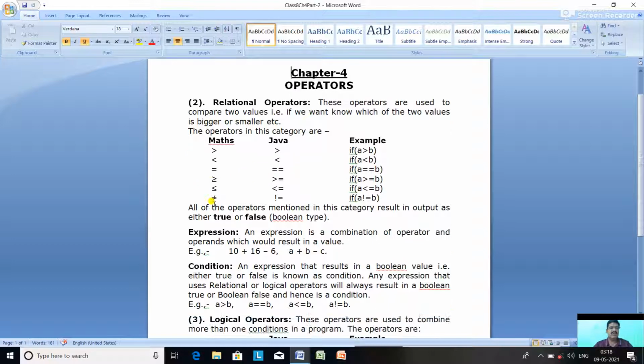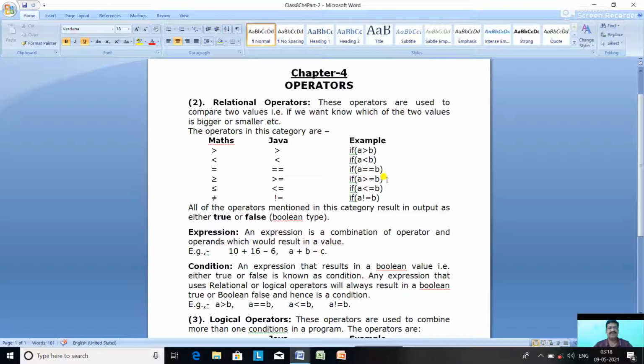The next sign is called the greater than or equal to sign. In math, it is called greater than or equal to sign. But the same sign is not used in Java. In Java it is this sign, greater than or equal to. Example, if the value of A is either greater than or equal to B, then it gives the output true, otherwise false.